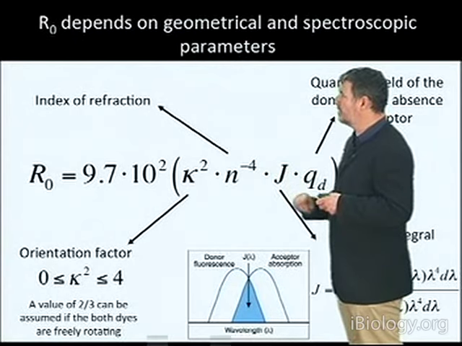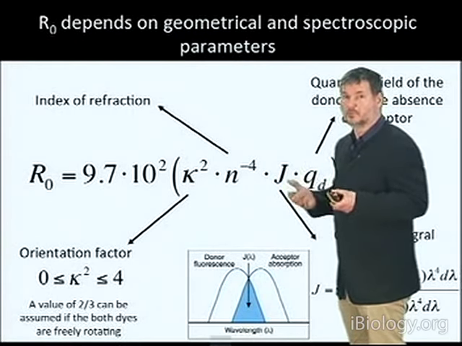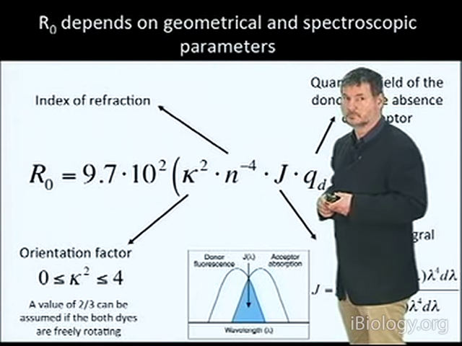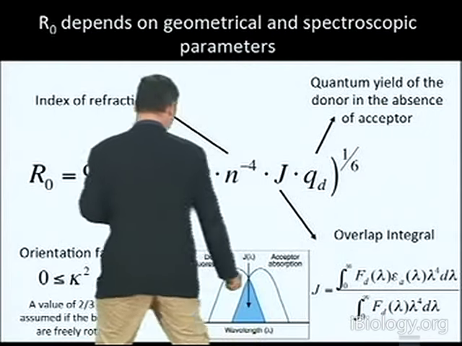The second parameter over here is the refractive index, which for, let's say, cytoplasm is set to 1.4. So that's more or less a constant. We don't worry about it too much.